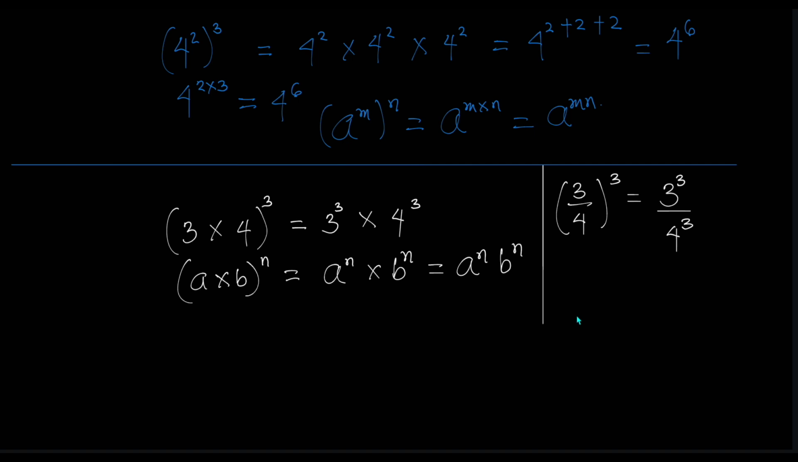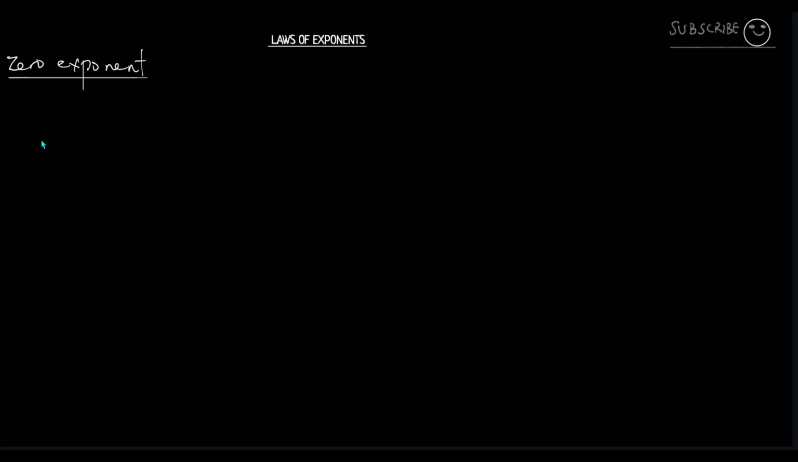And in the more generalized form, (a/b) raised to the power of n, or m, or anything, equals a raised to the power of n over b raised to the power of n. Let's talk about zero exponent.